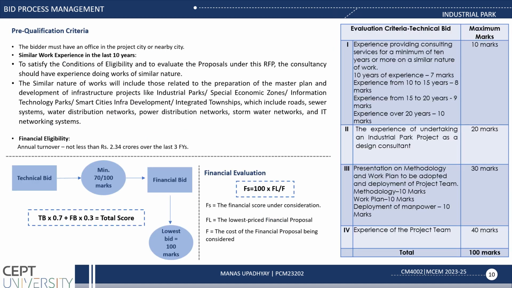Now coming to pre-qualification criteria. The bidder must have an office in the project city or a nearby city. In the bidding process, the developer invites a feasibility consultant to perform a feasibility study and to prepare a detailed feasibility report for the upcoming industrial project. The developer reserves the right to accept or reject any proposal to complete the selection process. This is the major pre-qualification criteria and the financial eligibility. For a technical bid, 70 marks is the minimum required out of 100. For the financial bid, the lowest bid will get the project.